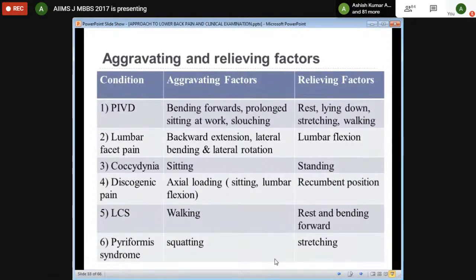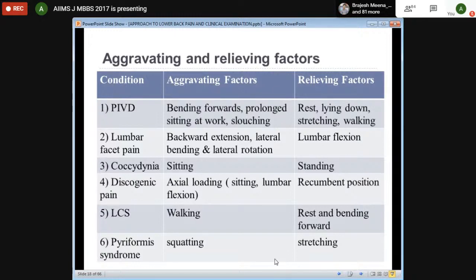In the case of coccydynia, which is again a painful condition of the coccyx, it is aggravated by the sitting posture and relieved by standing. Even in the case of sit to stand, the coccydynia pain will be more. Discogenic pain: axial loading, in the case of sitting or standing, means with axial loading the pain will be more, and it is relieved by the recumbent position.